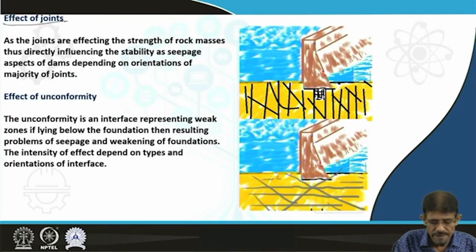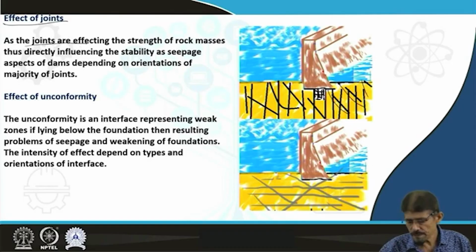Besides this, we have the effect of joints, as joints affect the strength of the rock mass or rock strata. We have already discussed this in our rock mass characterization and quality assurance. Therefore, the joints present in the foundation are going to influence the strength of the foundation, and directly and indirectly direct the stability aspects of the strata, which are under the influence of the weight as well as the thrust caused by the hydrostatic pressure of the water, which pushes the dam toward the downstream side.